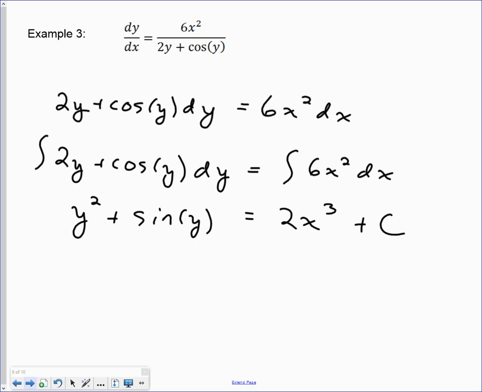Now, what we would want to do from here is rearrange this to get an expression for our function. So solve for y here. This one cannot be solved explicitly. Like, we can't get this to the form y equals some function here because of the squared and because of the sine. So what we say here is this cannot be solved explicitly.